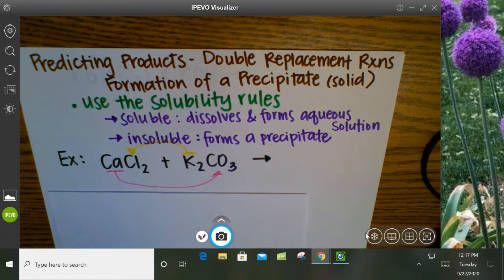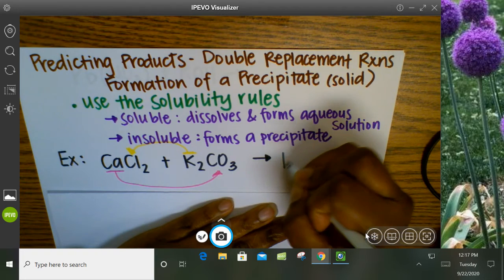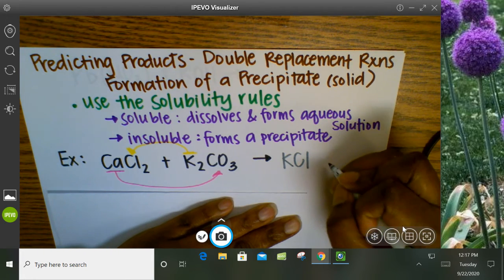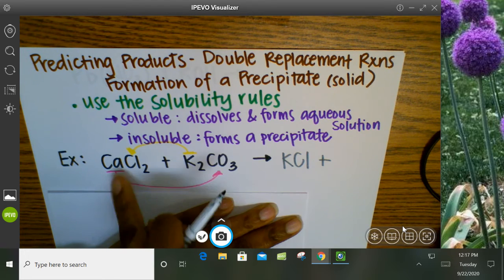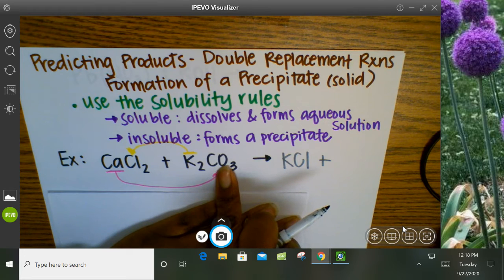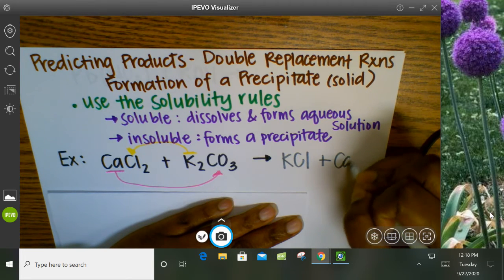You have to look at the charges for the new compound and then balance those charges. For example, potassium has a charge of 1 plus, chloride's charge is -1. So if I balance those charges, if I look at the ratio, I only need 1 potassium ion for every 1 chloride ion. So it's going to be KCl in terms of my formula. And I'm going to do the same thing for calcium and carbonate. Calcium's 2 plus, carbonate's -2, and I just need 1 of each.